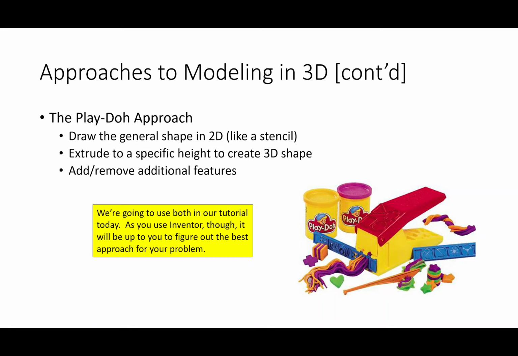And so the analogy for the part in question is that we're going to create a 2D sketch, extrude it into 3 dimensions, and then remove material away from it or add material to it in order to generate the part in question.